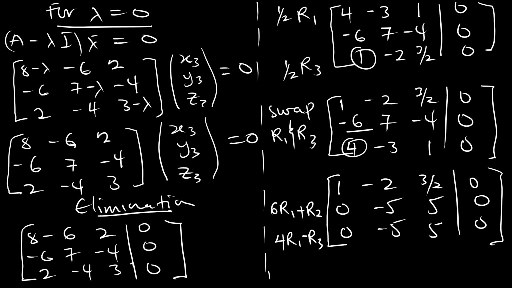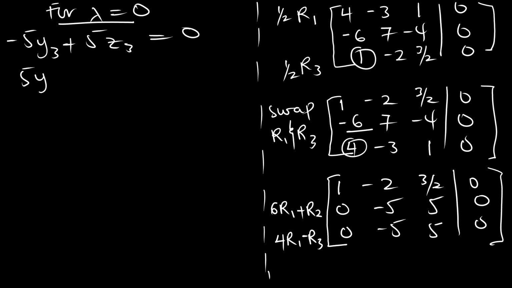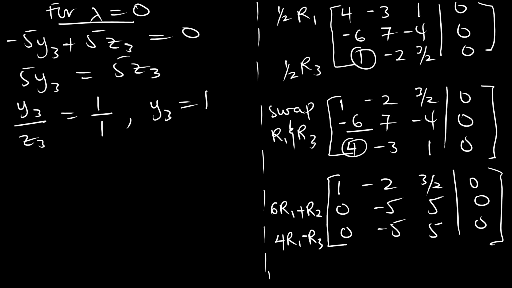So now you have to write your equation to fish out the vector. So from row 2 or 3, I'm going to say my equation should be negative 5y3 plus 5z3 equal to 0. This means my 5y3 should be equal to 5z3, and y3 on z3 should be 1 on 1. This means that my y3 is 1, my z3 is 1.